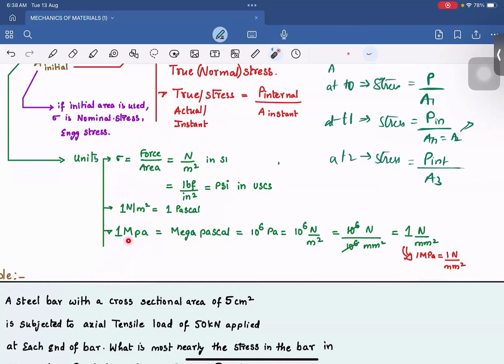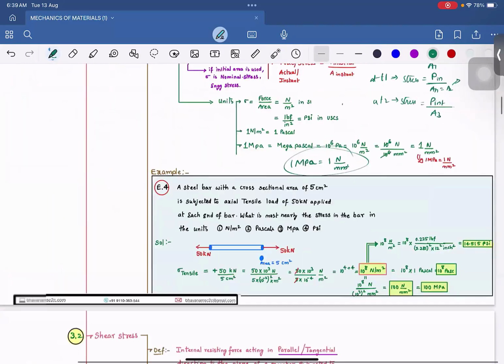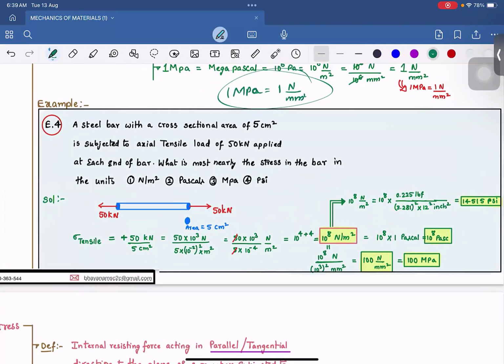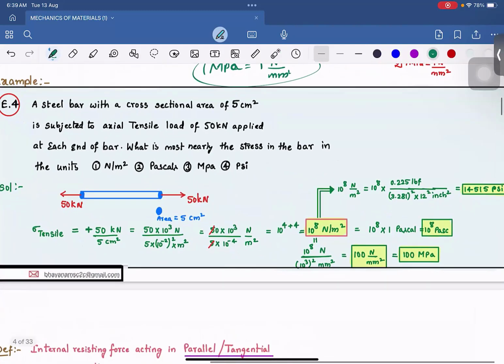As I said, the prefix mega is 10 power 6, and Pascal is Newton per meter square, so 1 MPa is 10 power 6 Newton per meter square. If you convert meter square into mm square, it becomes 1 Newton per mm square. So just remember this point: 1 megapascal is nothing but 1 Newton per mm square. This is all about the units of stress. Let's clarify our understanding through an example.